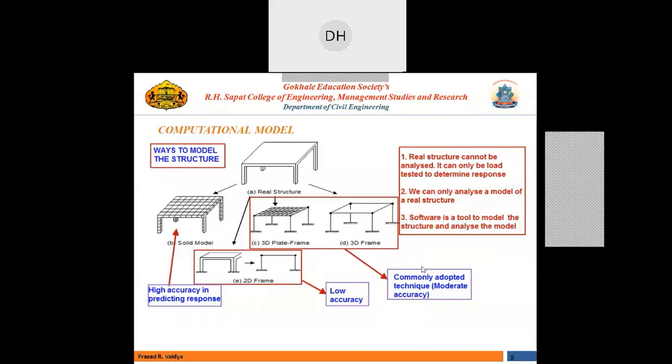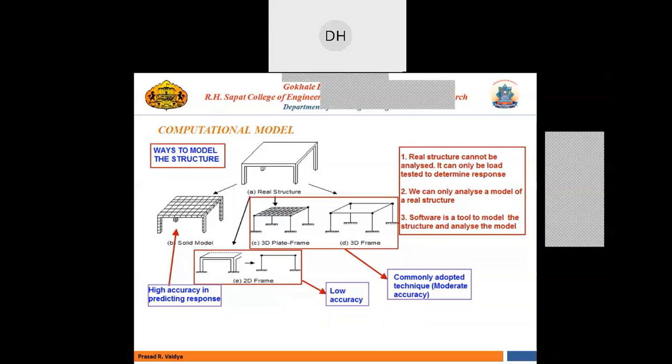Okay, now coming to the modeling part of your structure. Now, why do we model the structure? That is a very important question. Why do we model the structure? Because the real structure cannot be analyzed without modeling. The real structure can only be load tested. So you can only test a model or a small prototype of the structure, right? But the real structure you cannot analyze.